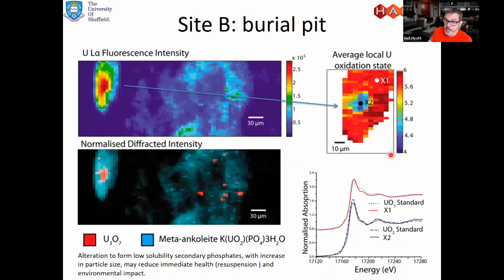If we go to the oxidation state mapping, we can interrogate this and find that the internal core of this hot particle is reduced, consistent with the presence of U3O7, oxidation state just a little bit above 4, whereas it's surrounded by this massive meta-ankoleite with an oxidation state close to 6. And again, this is confirmed using stepped XANES scanning in the normal way.